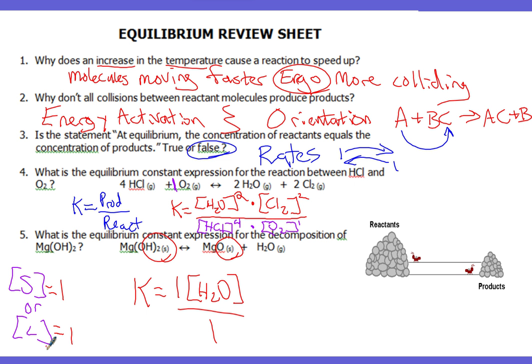So we have the products on top. Replace that one with the number 1. H2O is a gas, so it's in there. That's a solid, so on the bottom. And we have our equilibrium expression. Okay. Si, senor.